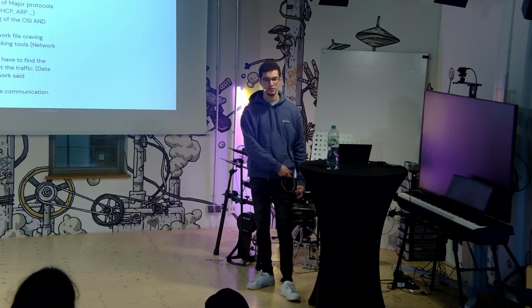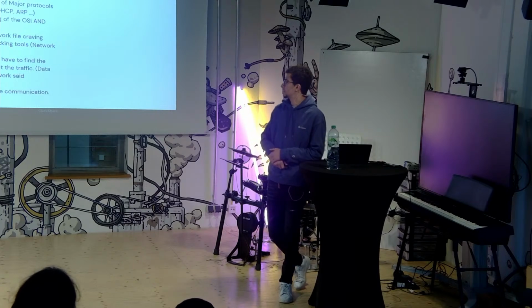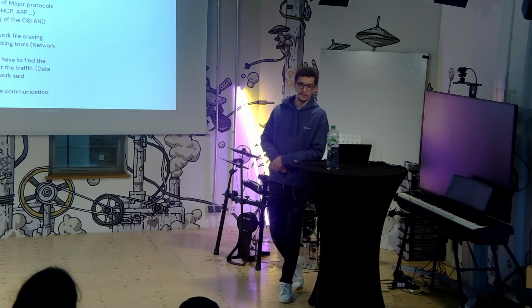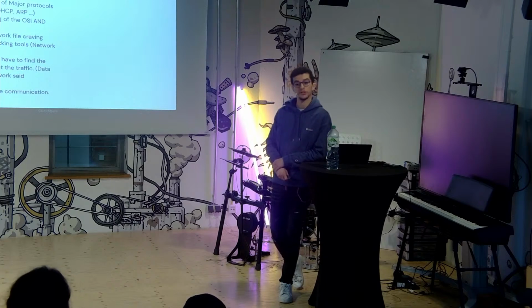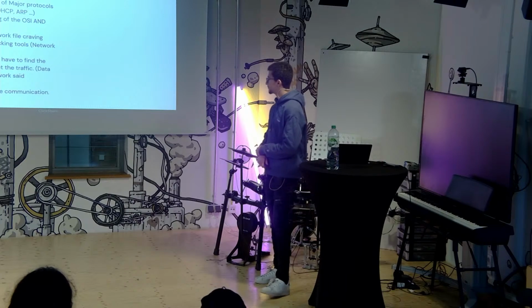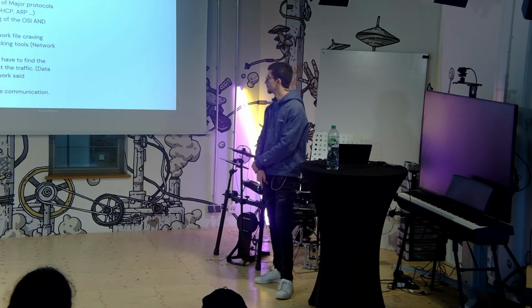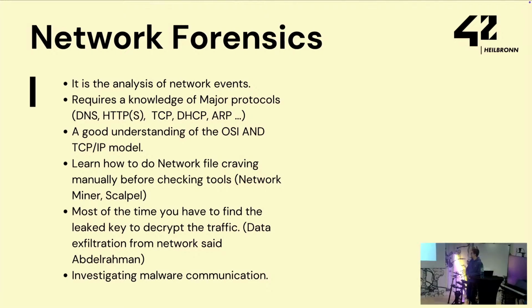If you have encrypted traffic, you always have to find the leaked key. Sometimes it's leaked in the communication. Sometimes it's leaked somewhere else. For example, in a memory dump, if the specific malware was encrypting the traffic itself. Okay. Yeah, so that's the name of my friend who helped me make these slides and also the challenges. Yeah, last but not least, it also helps in investigating malware communication.